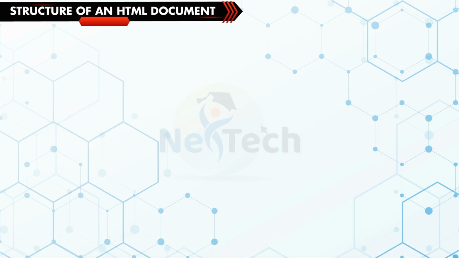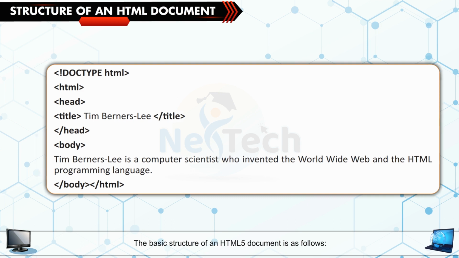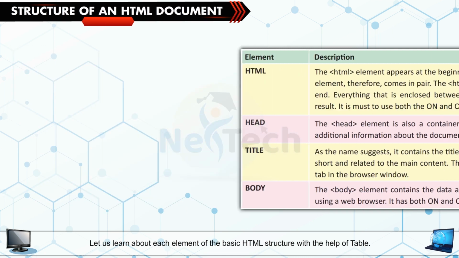Structure of an HTML document. A basic HTML document contains 4 tags, without which HTML coding is incomplete. Together, these 4 tags form the basic structure of an HTML document. The basic structure of an HTML5 document is as follows. Let us learn about each element of the basic HTML structure with the help of this table.